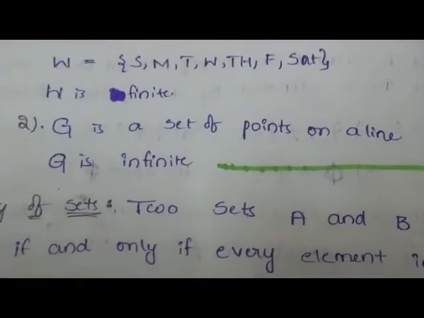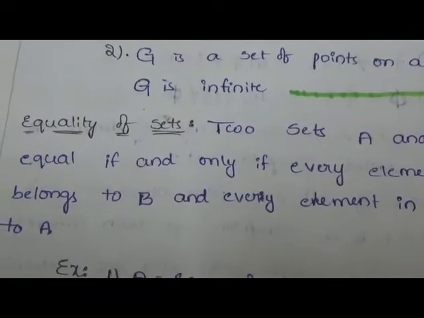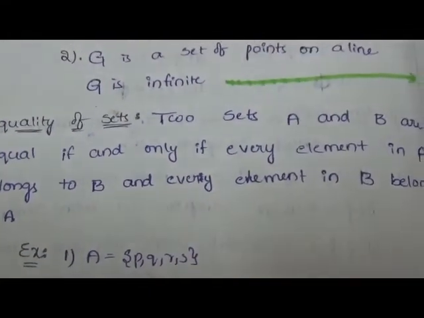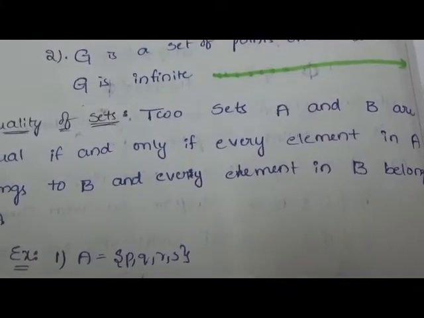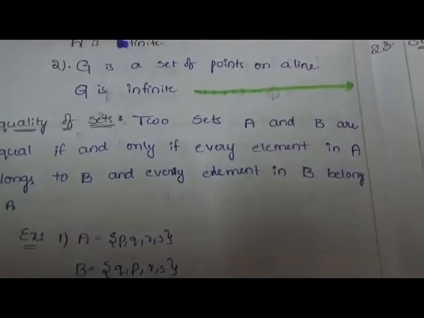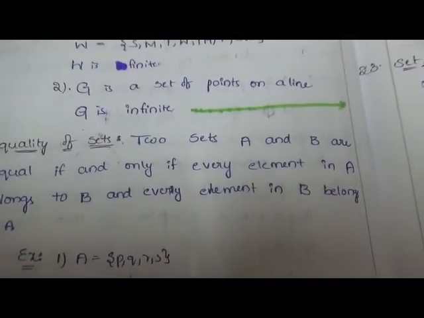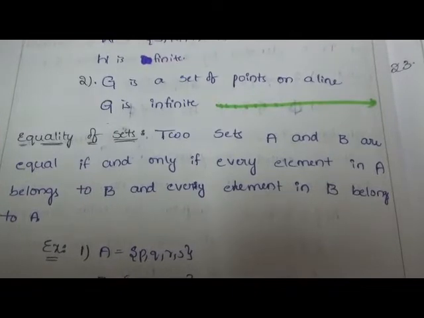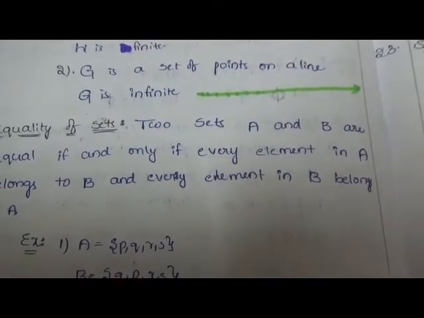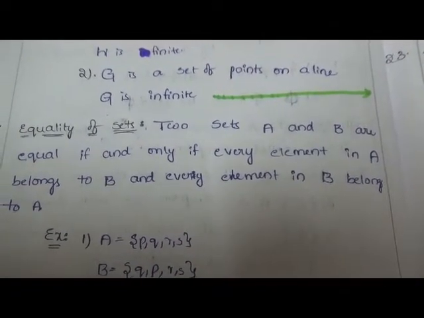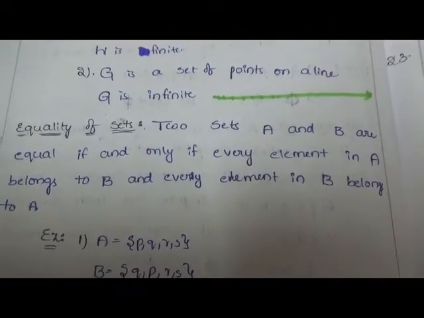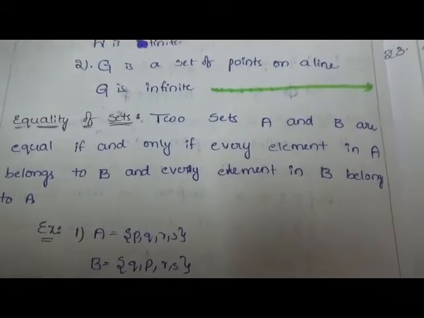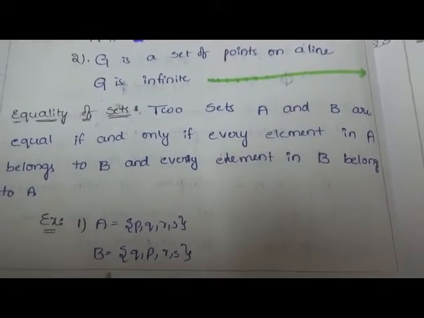The next type of sets is equality of sets. Equality of sets means if we have any two sets, let us assume that A and B are equal if and only if every element in A belongs to B and every element in B belongs to A. Every element should be equal in both the sets.